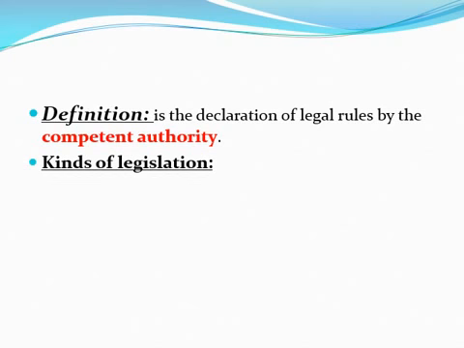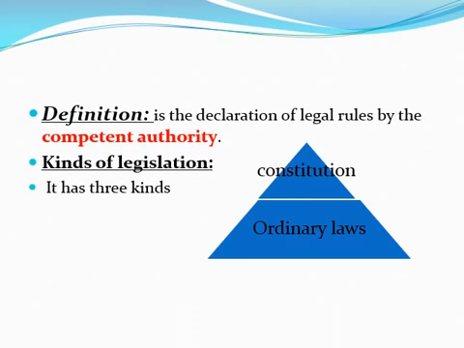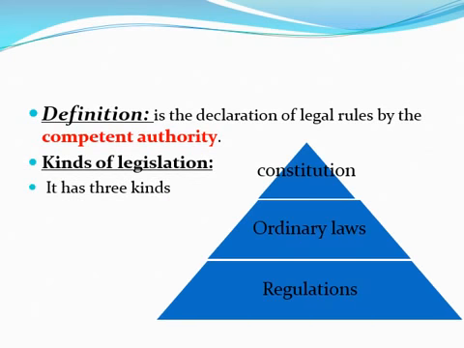Now we will move to the kinds of legislation. As I explained before, the definition of legislation is it is declaration or written rule by competent authority. And why we said competent authority? Because we have three kinds of legislations. Each of them is enacted by different competent authority. These three kinds are constitution, ordinary laws, and regulations.